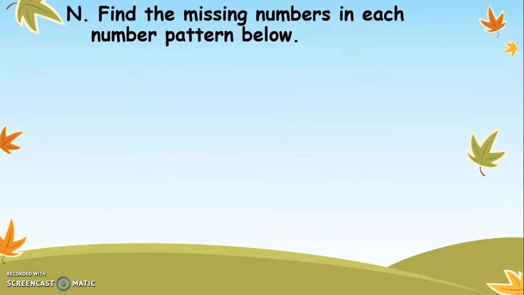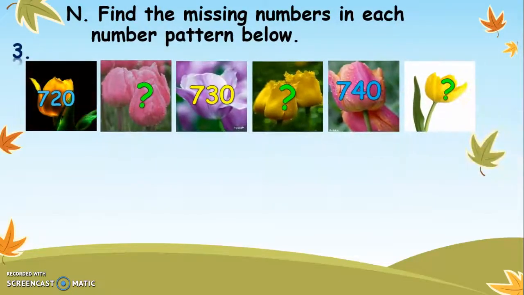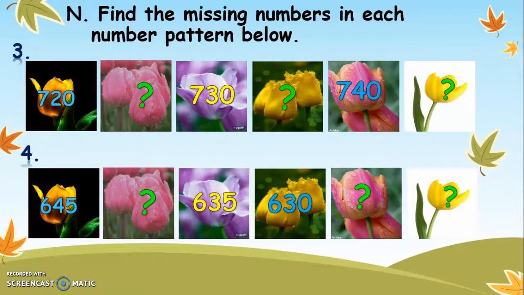Let's see for number 3. This is the number pattern for number 3. Look at each number and try to think, what is the missing number? And then answer number 4. Look at every number and try to think, how are you going to complete these number patterns? And if you are finished, we can now see the correct answers.